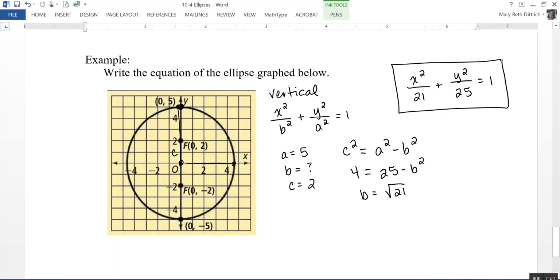So in this section we took a look at ellipses, horizontal and vertical, and focused solely on those that are centered at the origin.